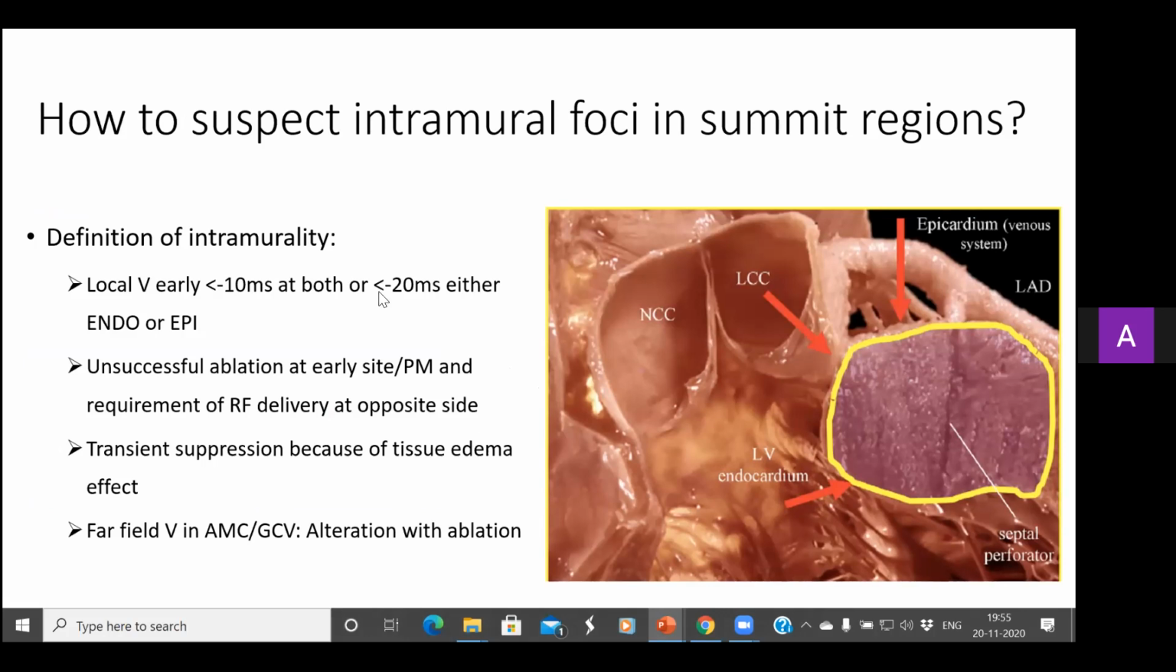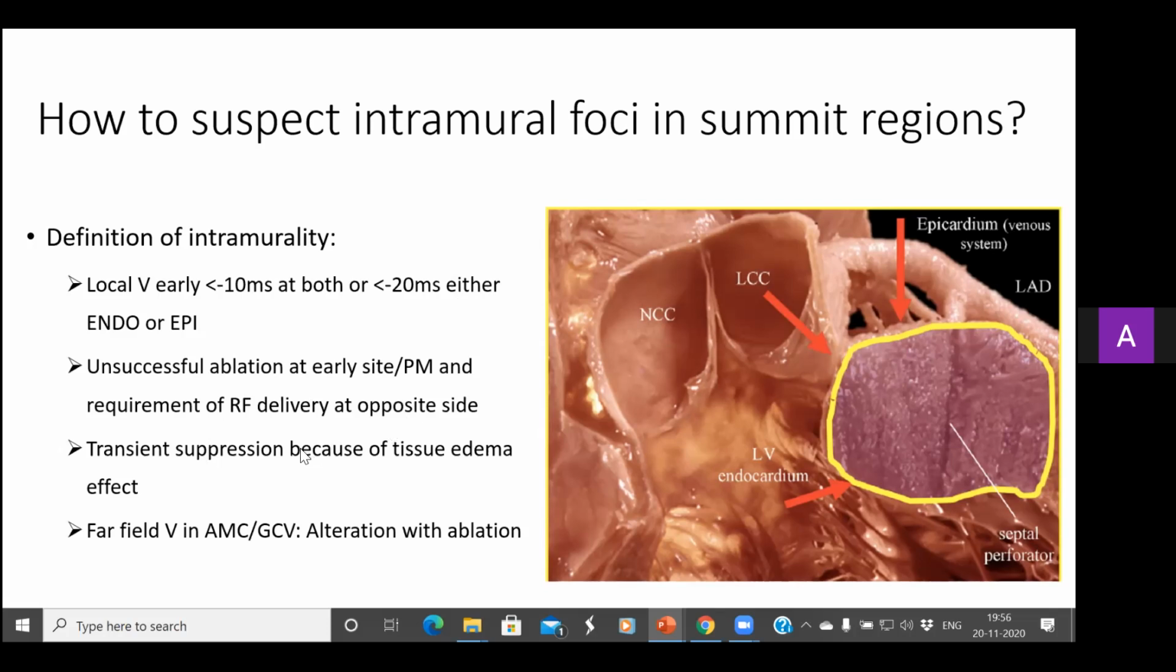So in all intramural LVOT arrhythmias in this study by Yamada, the local ventricular activation during the VT preceded the QRS onset by at least 10 milliseconds at both endocardial and epicardial sites, or at least 20 milliseconds at either endocardial or epicardial sites. The first ablation at the earliest site could be unsuccessful, and it always ends up in the requirement of RF delivery at the opposite side.